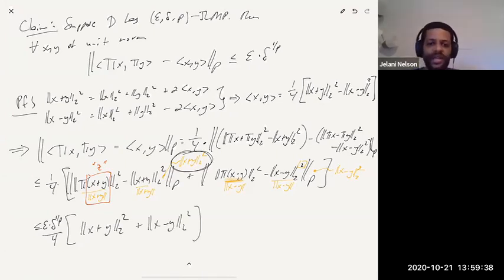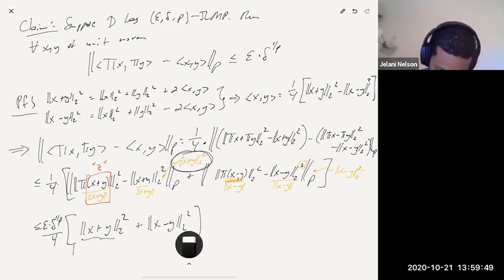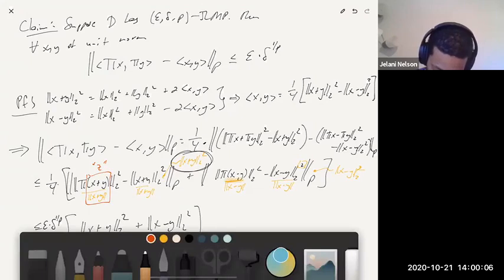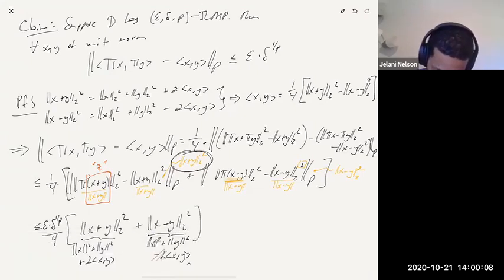Okay. And then again, so now there are no more p norms, right? I already applied my p norm. And now I can again use the parallelogram rule. This should be x squared plus y squared plus twice the dot product. This is x squared plus y squared minus twice the dot product. So these dot product thingies cancel.